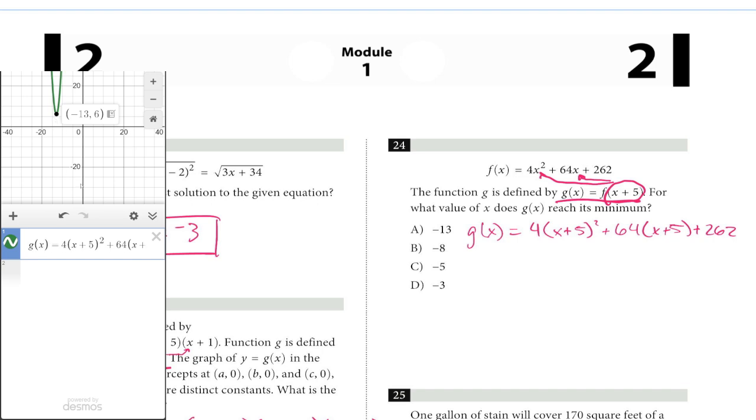So there's our minimum, but they wanted to know the value of x. So if they ever say x, they want the x. If they don't say x, they would want the y at the minimum. So here, since they said x, they want the x of the minimum, so it's negative 13. If they ever want to know the min or the max of a function, graphing it will be a very smart way to do that.